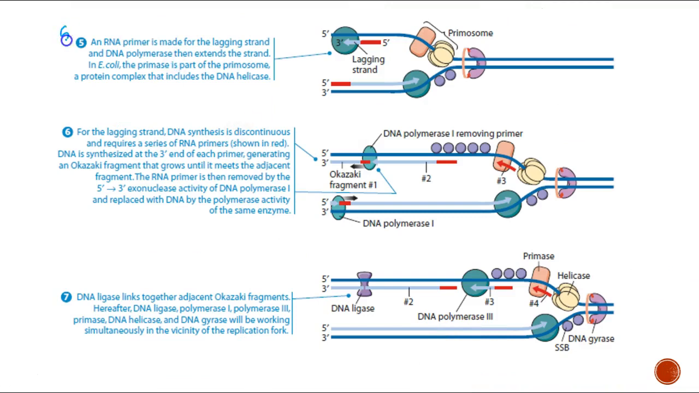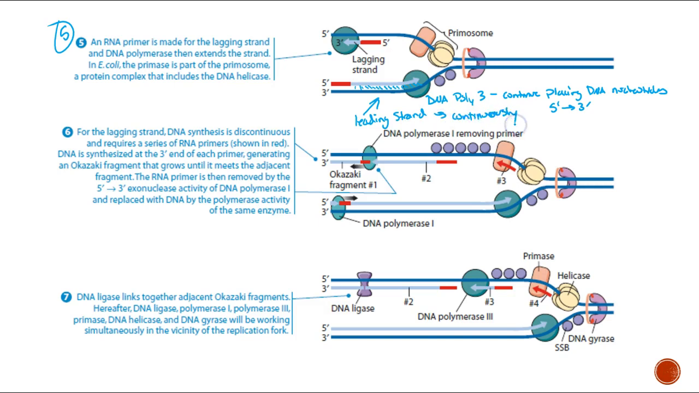Then we go to step 5. Step 5, DNA polymerase 3 is continuing placing the DNA nucleotides in a 5' to 3' direction. Notice that these were the primers. We are continually placing these DNA nucleotides. Notice that on this one it's longer. This is continuously happening. This, by the way, is called the leading strand because it is built continuously.